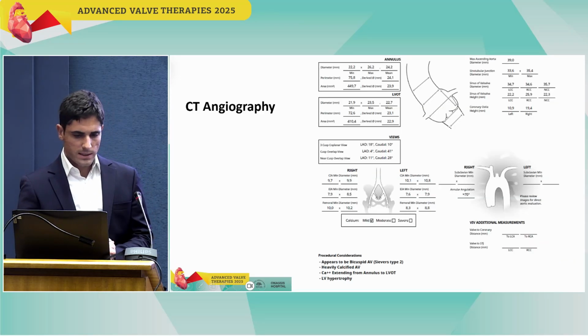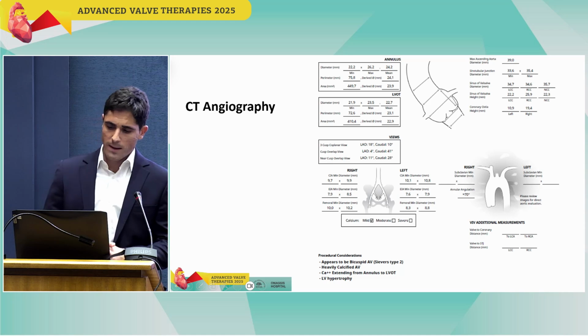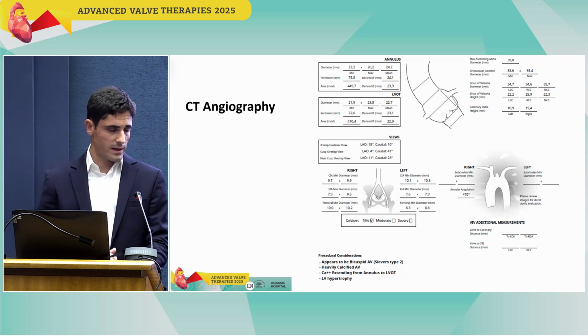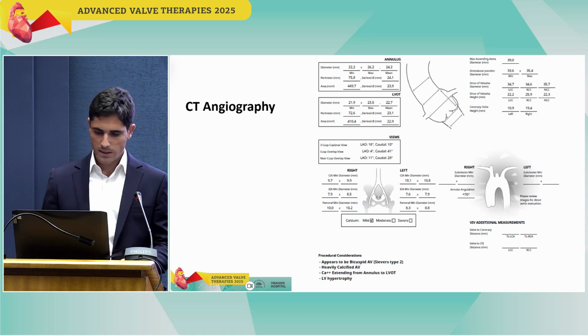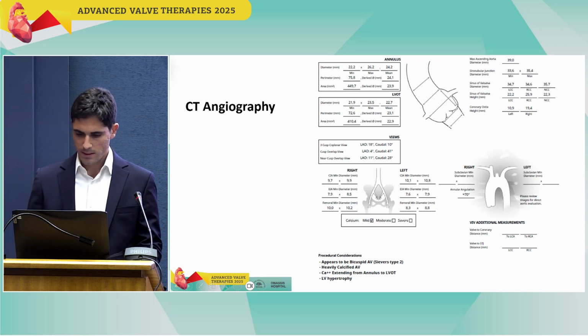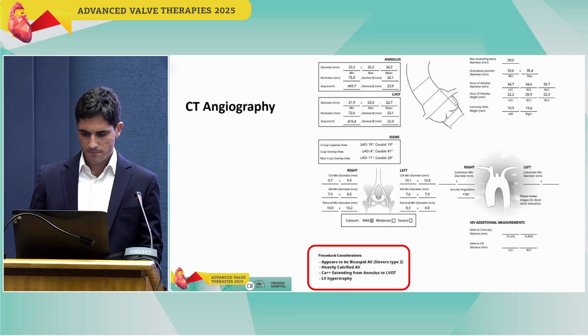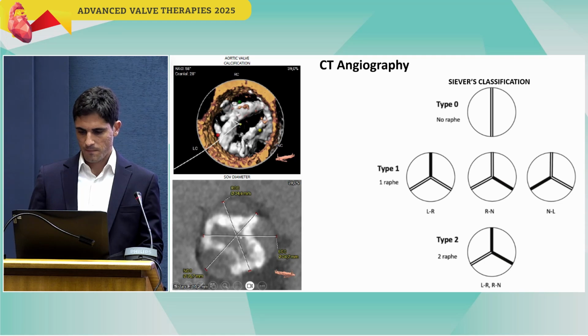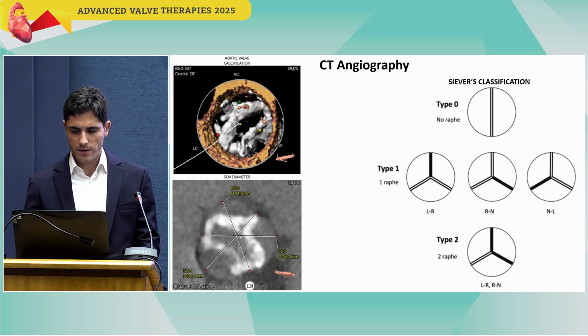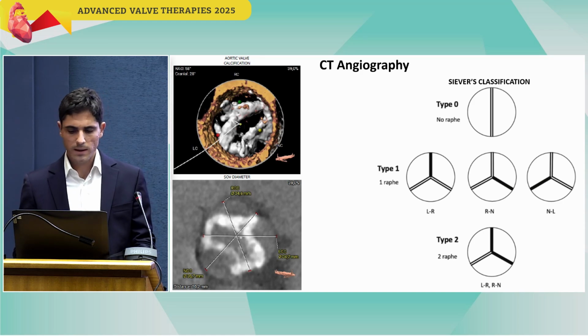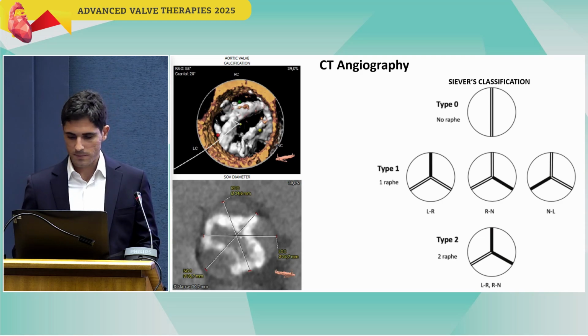And according to the CT angio, the valve appears to be bicuspid, Sievers type 2, heavily calcified, with the calcifications extending from the annulus to the left ventricular outflow tract. On the left, we can see the extent of the valve calcification, and on the right diagram, the Sievers classification for the bicuspid aortic anatomy. In our case, as I said before, we have a Sievers type 2 with 2 raphe between left to right and left to non-coronary cusp.